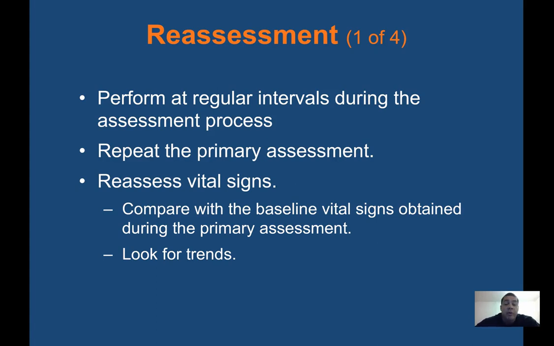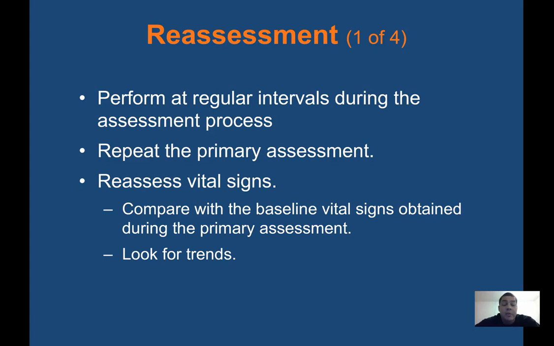So reassessment, perform at regular intervals during the assessment process. Repeat the primary assessment. Reassess vital signs. Compare with the baseline vital signs obtained during the primary assessment. Look for trends. So you're performing at regular intervals. Trauma patients or unstable patients, you're providing at every 5 minutes. For stable patients, you're doing every 15 minutes.